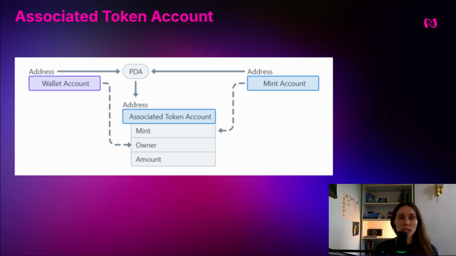And an associated token account is created with the help of a PDA, program derived address, and a PDA derives an address deterministically using predefined inputs, making it easy to find the address of an account. So this way, an ATA is created with an address derived from the owner's address and the mint account's address. It's important to understand that an associated token account is just a token account with a specific address.